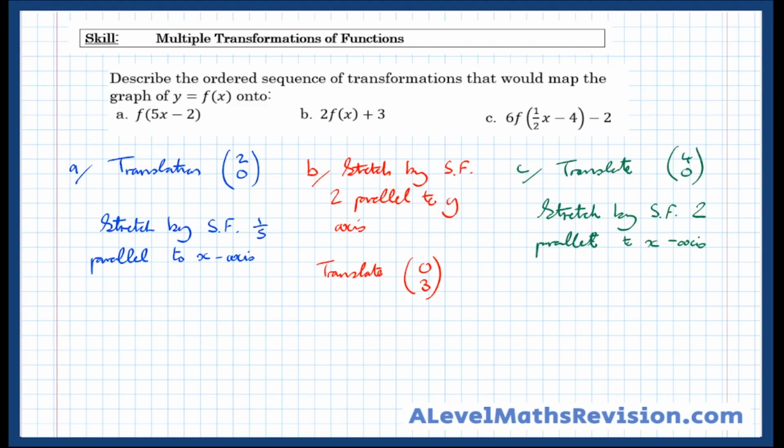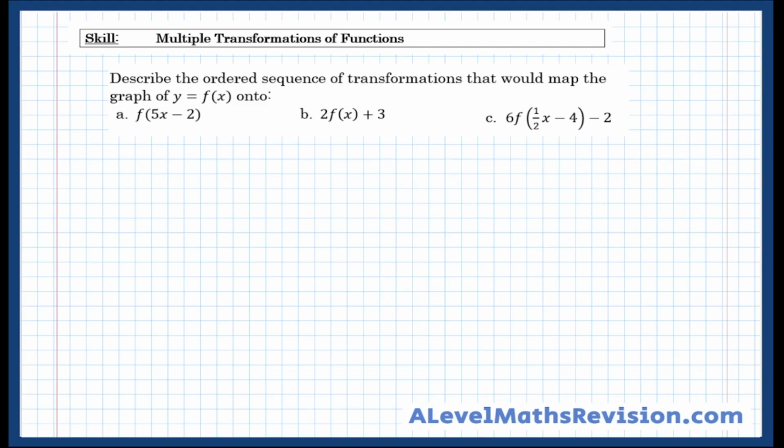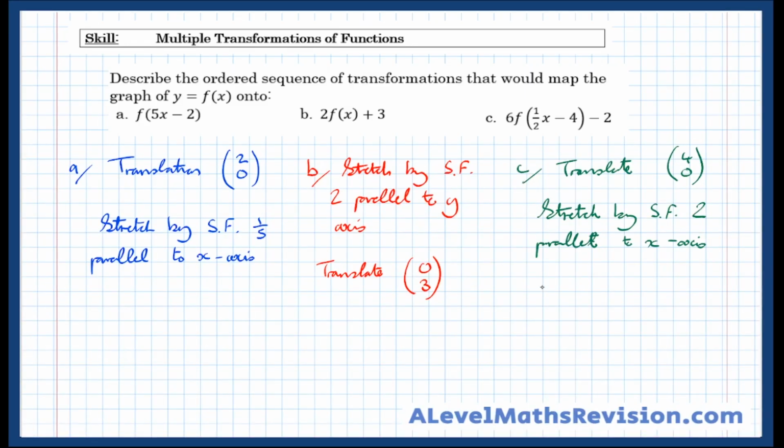next, let's do the y transformations. So then we've got the outside one that happens first, the 6 times the f of x. So stretch by scale factor 6 parallel to the y-axis, and then translate 0, minus 2.